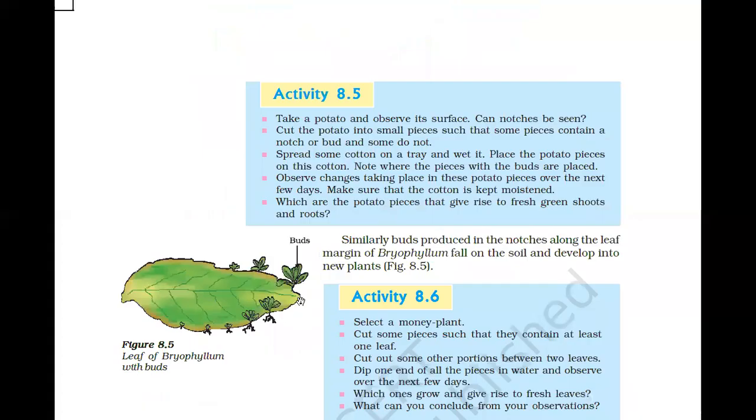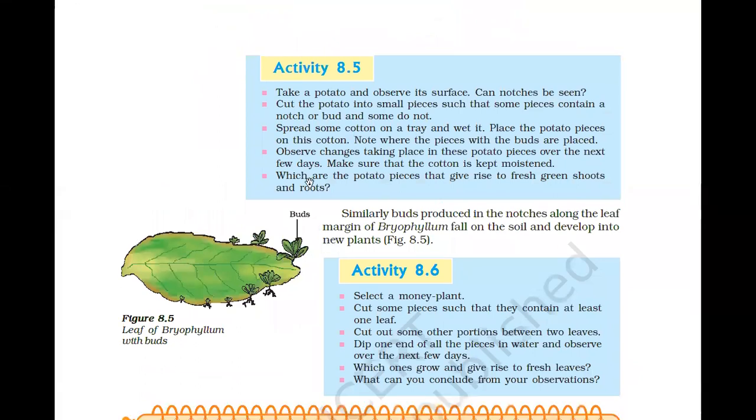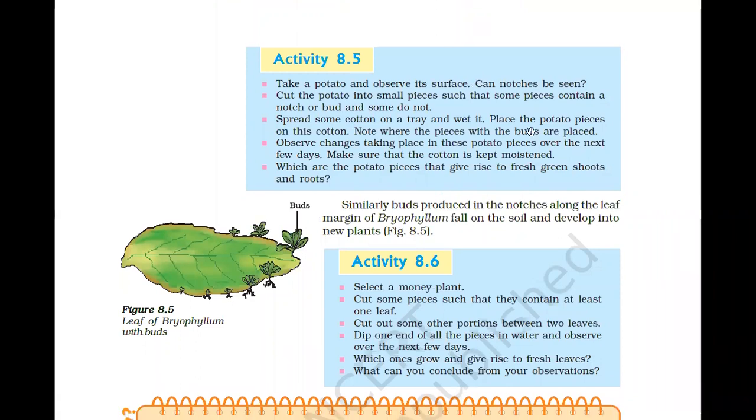Activity 8.5. Take a potato and observe its surface. Can notches be seen? Cut the potato into small pieces such that some pieces contain a notch or bud and some do not. Spread some cotton on a tray and wet it. Place the potato pieces on this cotton. Note where the pieces with the buds are placed. Observe changes taking place in these potato pieces over the next few days. Make sure that the cotton is kept moistened. Which are the potato pieces that give rise to fresh green shoots and roots?